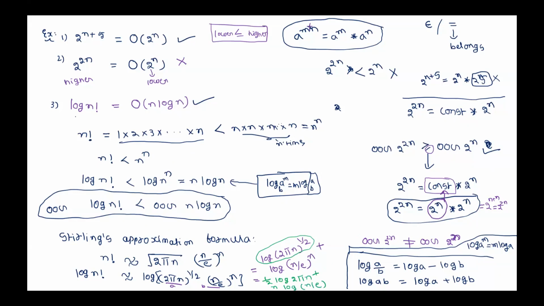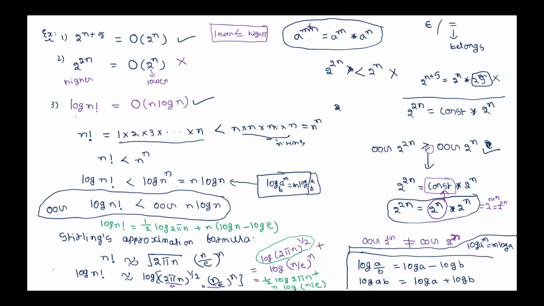Next, if we expand that, we get n into (log n minus n log e). So log n factorial we can write as 1 by 2 into log 2 pi n plus n into (log n minus log e). Is that okay?